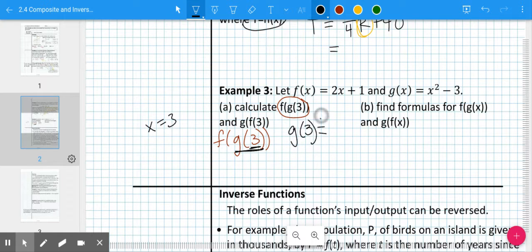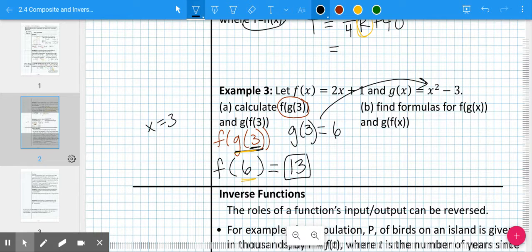You plug 3 into your g of x function, and you get 3 squared minus 3, which should give you a 6. I can now replace my g of 3 with a 6 because g of 3 is 6, so I can sub that in. To find f of 6 now, I plug 6 into my f of x function, and I get 12 plus 1, which is 13. Go ahead and find the answer for g of f of 3 and enter that.